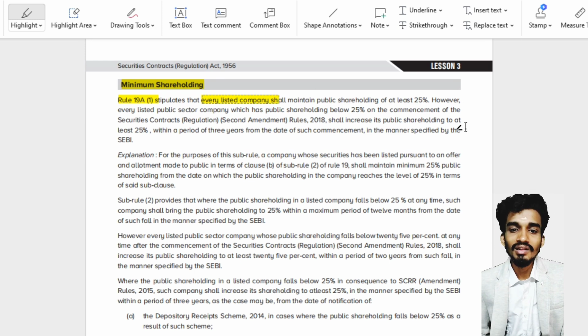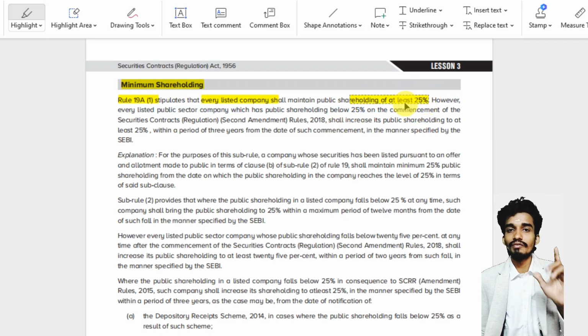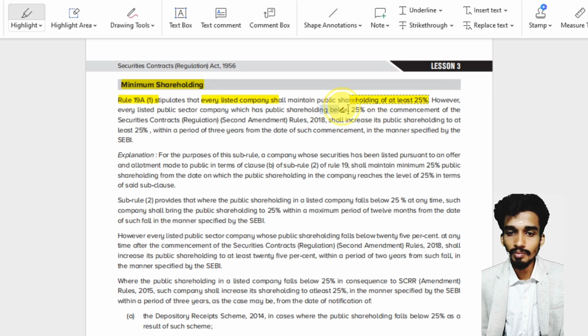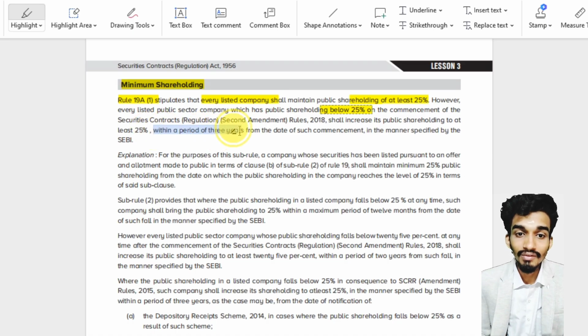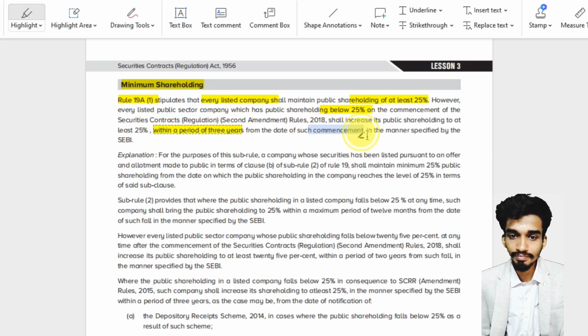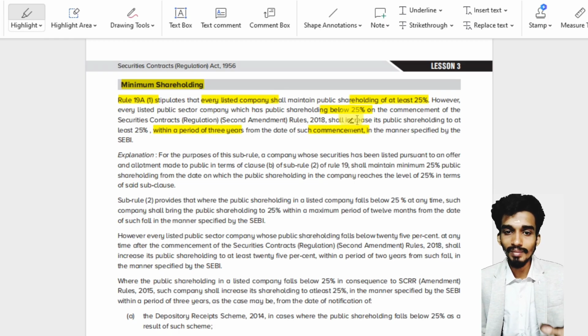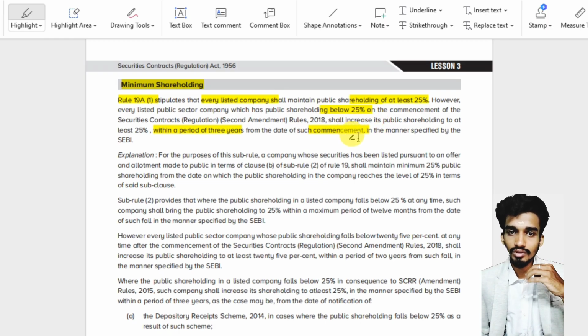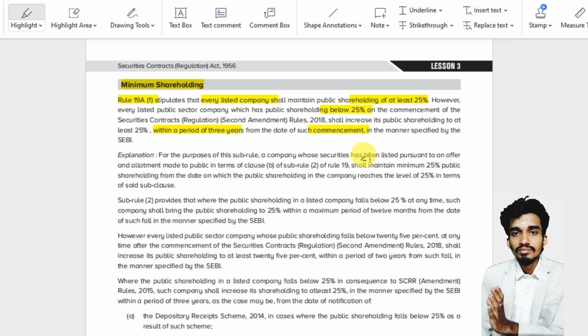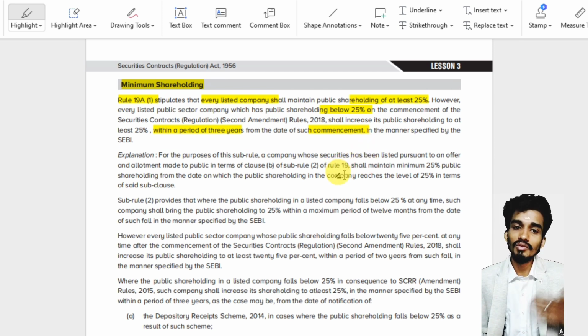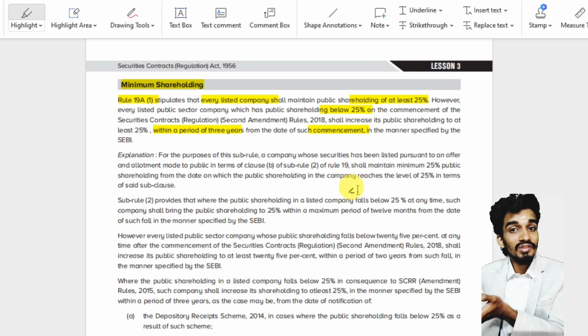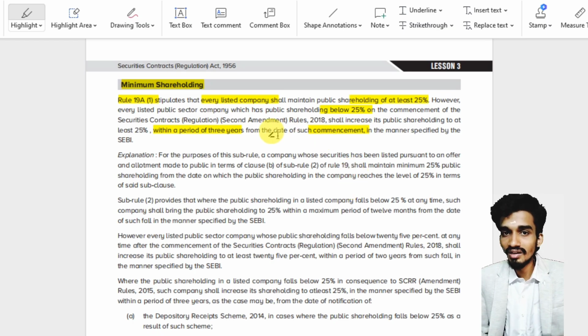Every public company has to have a minimum public shareholding of 25%. If it falls below 25%, it should be increased within a period of 1 year. But here they are telling us 3 years, from the date of commencement of the Act. If the Act is commencing today, they have given a period of 3 years because it only now got commenced and before that nobody knew about it. But now this is irrelevant.